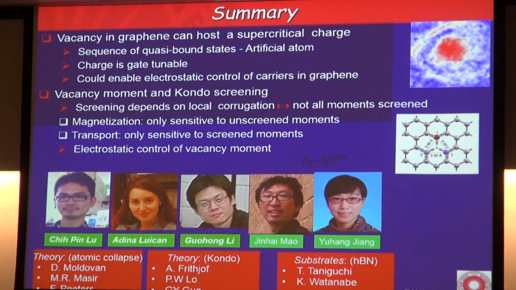And this brings me to my summary. What I showed you is that vacancies in graphene can host a supercritical charge, which displays a sequence of quasi-bound states that resemble an artificial atom. The charge is gate tunable, and it could possibly enable electrostatic control of carriers in graphene. And in the second part, I showed you that the vacancy moment in graphene can be Kondo screened, provided that you have a corrugated substrate. And again, the moment of the vacancy can be controlled electrostatically by applying a gate voltage.